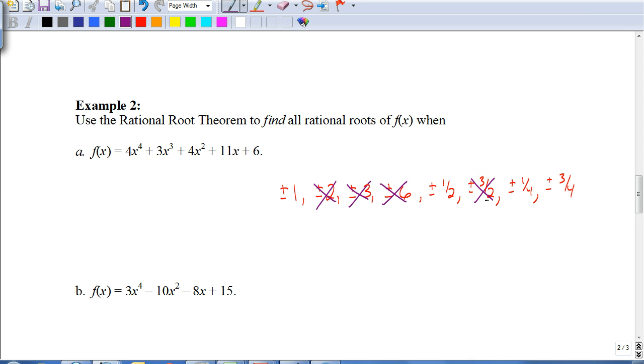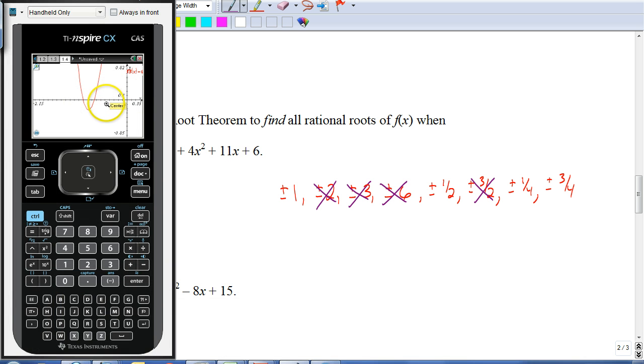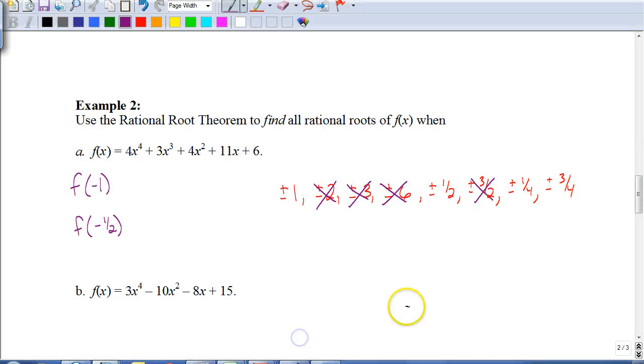The positives I don't have to worry about, so I'm going to try putting -1 in this function. I might try -1/2, but it looks like from the graph, let's look back at the graph again. If this is -1, 1/2 isn't going to be a solution, 1/4 isn't going to be a solution, so I can eliminate 1/2 and 1/4.